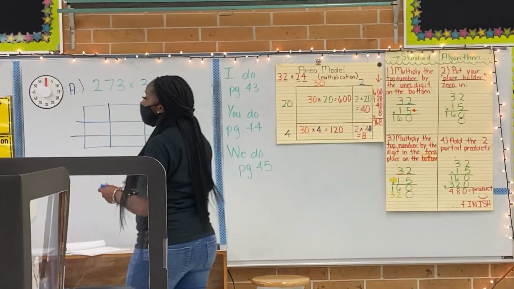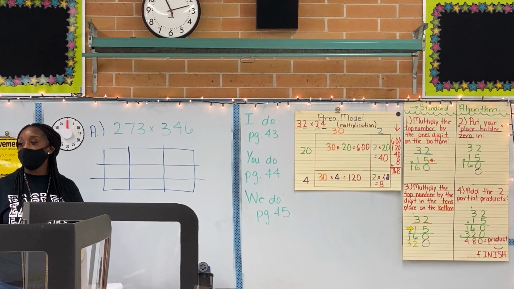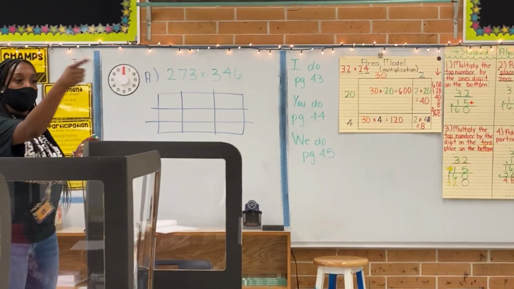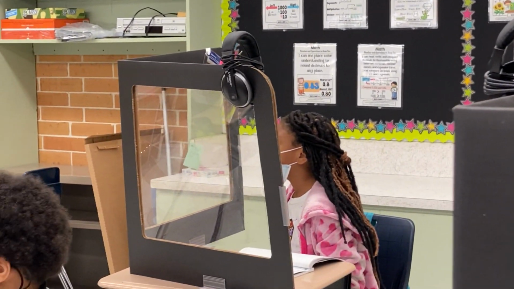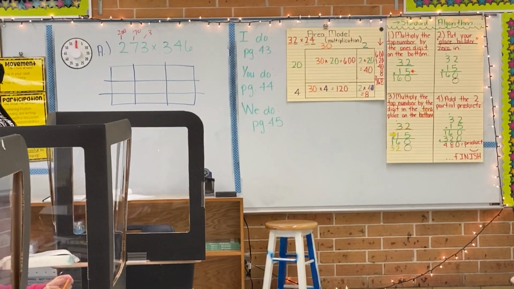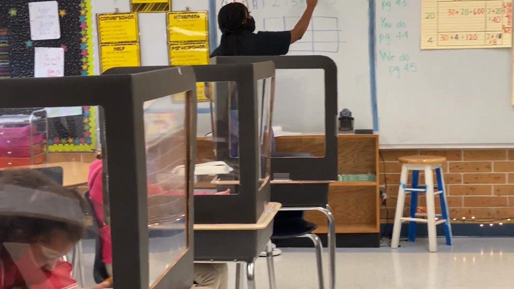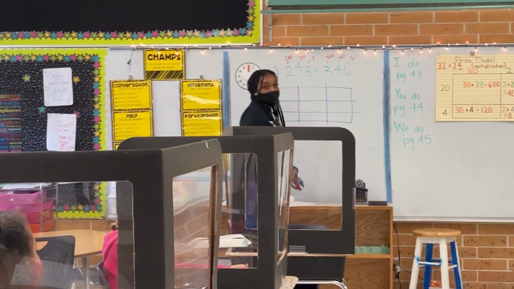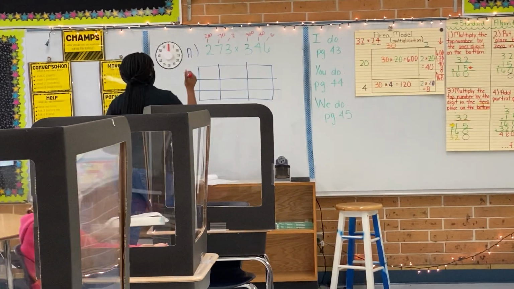Let's go ahead and break apart 273 based on place value, okay? Based on place value. How will we break apart, how will we decompose this number? Kimaria? 200, 70, and 3 ones. Does everyone agree? Yeah. Okay, Angelo, how can I decompose 346? 300, 40, and 6 ones. Does everyone agree with Angelo? Yes.